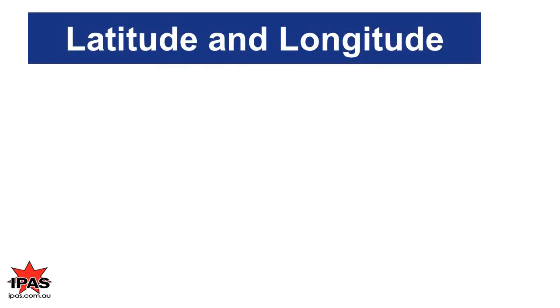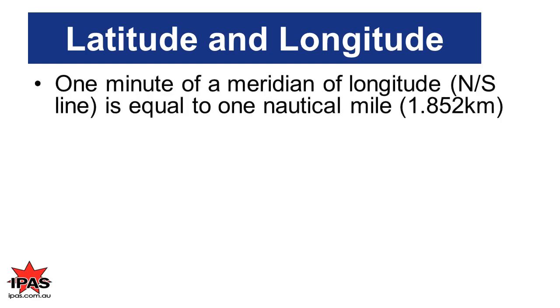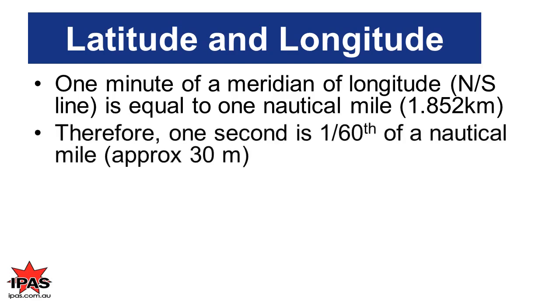When we talk about using latitude and longitude, an interesting point to note, and one that's very useful for navigation, is that 1 minute of a meridian of longitude, so that's 1 minute measured on the north-south line, is equal to 1 nautical mile. And 1 nautical mile is 1.852 kilometers, 1800 meters roughly. Therefore, 1 second, which is 1/60th of a minute, would be approximately equal to 30 meters. So 1/60th of 1,852 meters, or 1.852 kilometers.